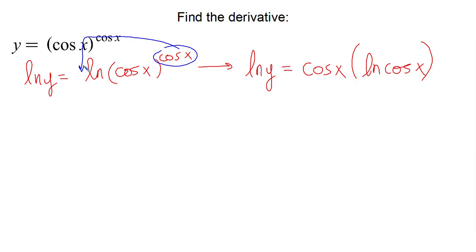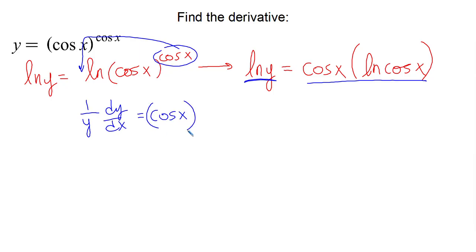Now we can differentiate implicitly. So 1 over y dy dx is what we should get for the natural log y term. And then for the cosine x natural log cosine x term, that's going to be a product rule problem. And you'll note that these are always going to end up being product rules, right? Because we're bringing that exponent out and multiplying it in the front. So it should be the first function, cosine x, times the derivative of the natural log of cosine of x.